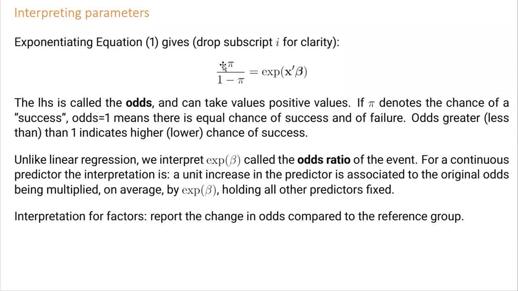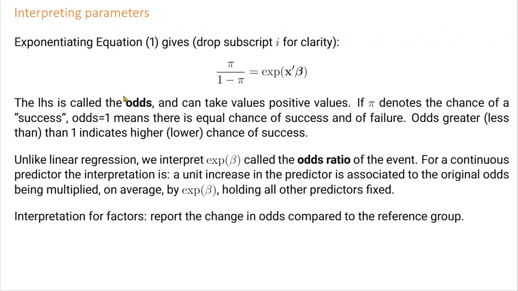So the left-hand side of this expression is called the odds. Odds by definition is the probability of success divided by the probability of failure. If the odds is equal to 1, it means there's equal chance of success and failure. Odds greater than 1 indicates a higher chance of success, and less than 1, a lower chance of success. Important to note that there's not a one-to-one relationship between probability and odds. So if odds goes up by 10%, it doesn't mean the probability goes up by 10%.